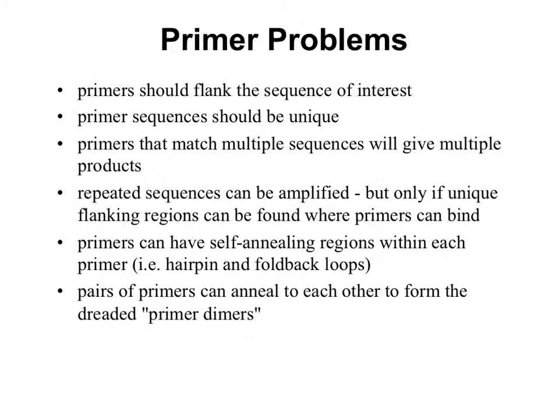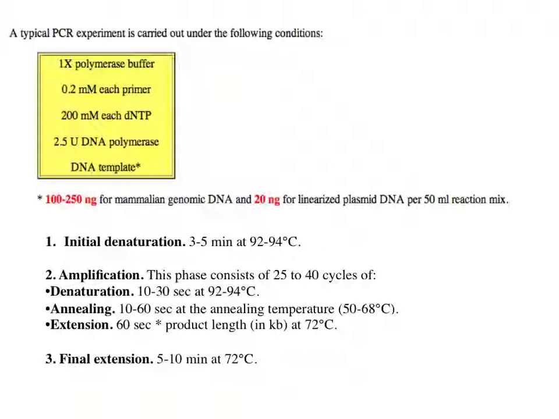Primer problems. Primers should flank the sequence of interest. Primer sequences should be unique. Primers that match multiple sequences will give multiple products. Repeated sequences can be amplified, but only if unique flanking regions can be found where primers can bind. Primers can have self-annealing regions within each primer, like a hairpin or foldback loops, and primers can anneal to each other to form dreaded primer dimers, and you want to avoid them.